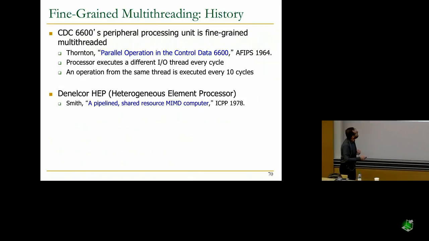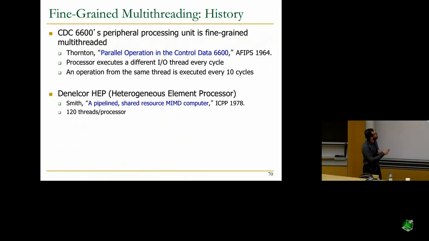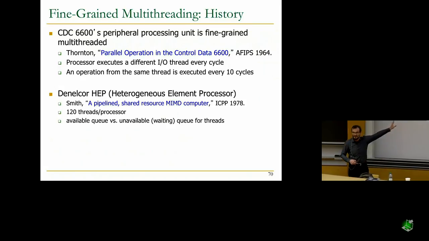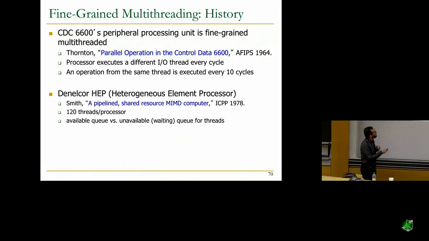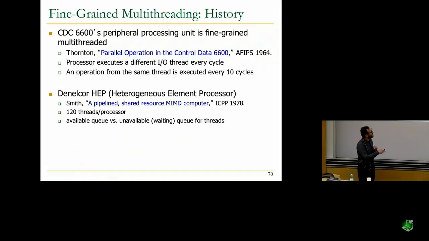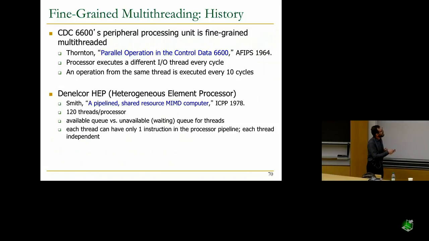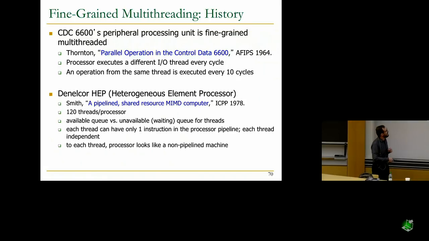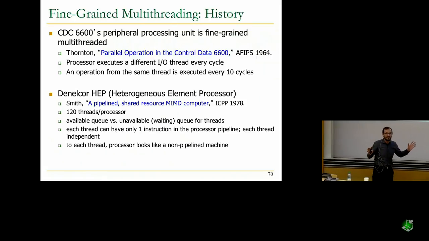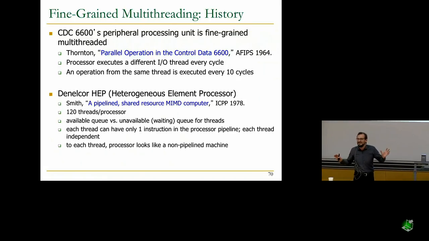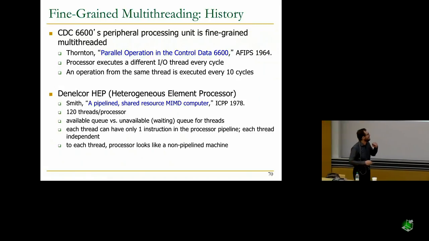There are 120 threads per processor in this case, 120 thread contexts you can house in a single processor. GPUs are going to be very similar to this. And you have queues for available threads and unavailable threads. Some threads get out of the pipeline because they're waiting for data. Now you can fetch from other threads. Each thread can have only one instruction in the processor pipeline. Each thread is independent. To each thread, the processor just looks like a non-pipelined machine, right? You're fetching an instruction every n cycles, basically.